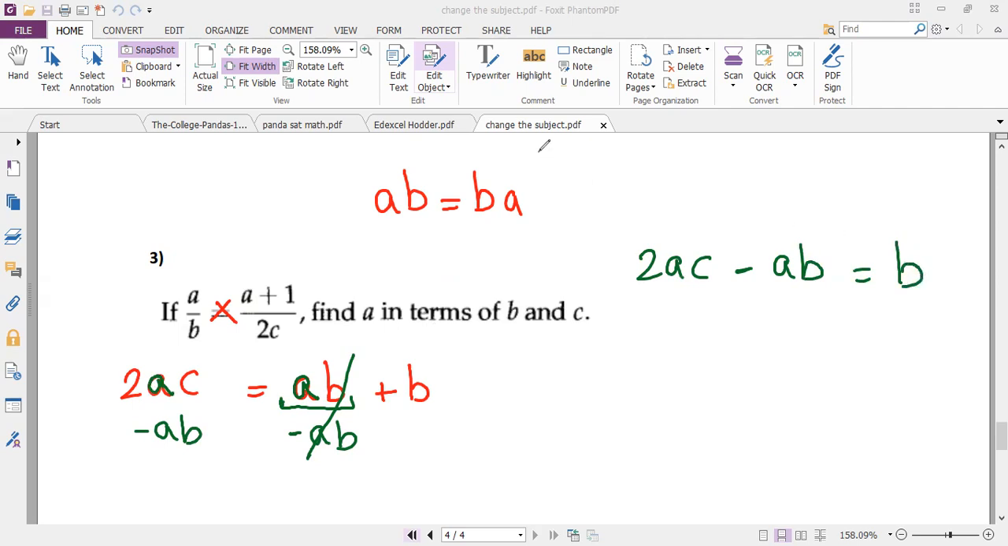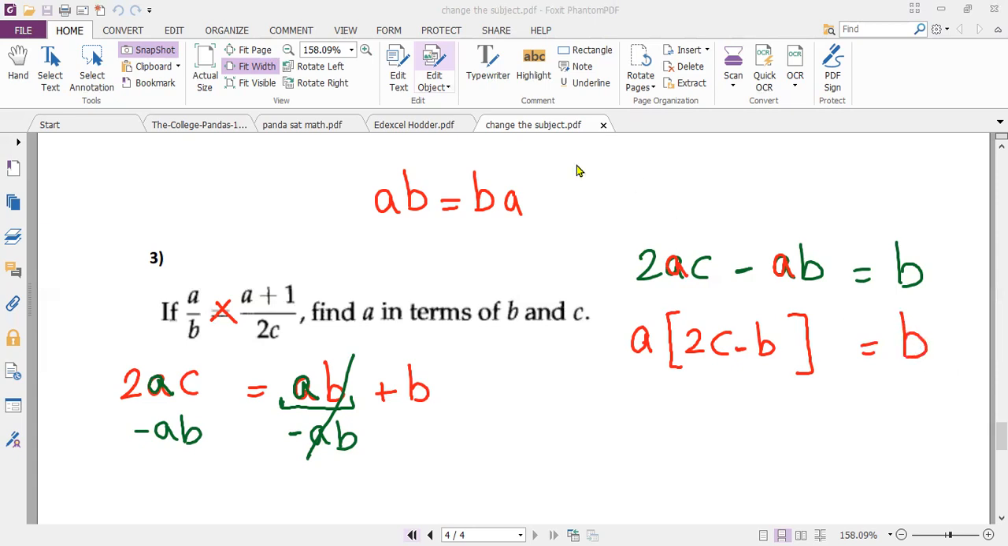Because I want to get a alone, you remember factorizing by taking the highest common factor. So what is the factor? It's a. Open brackets, and because I've taken a as a factor, you're left with 2c minus b. They are multiplying: a is multiplied by 2c minus b. If you expand it, a times 2c is 2ac, and a times minus b is minus ab, equals b.